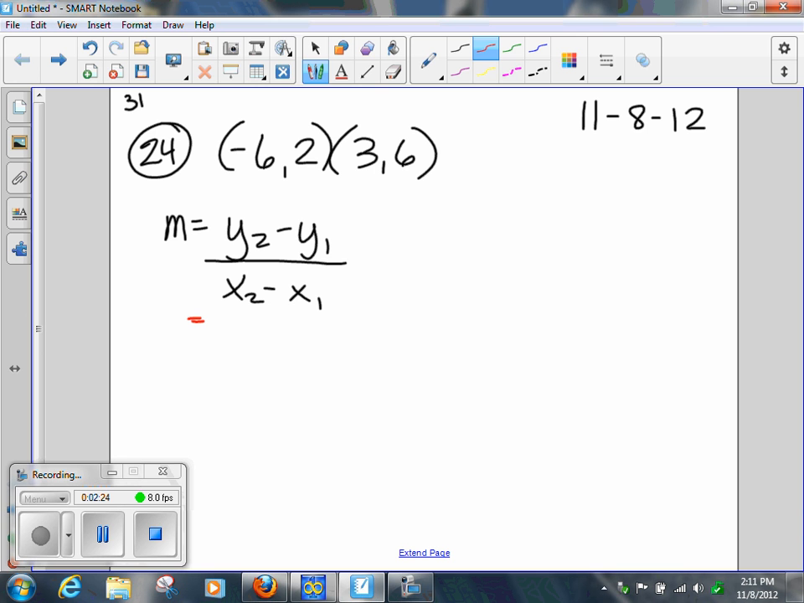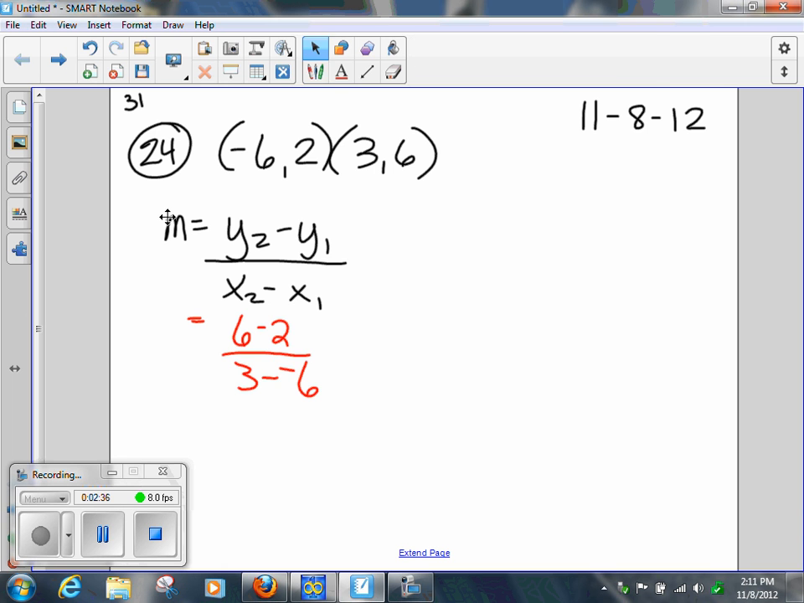So, our x's, what will I subtract in that numerator? 6 minus 2. And the denominator? 3 minus -6, which ends up being plus 6. Excellent. Now, we get 4/9. Is that okay? Yeah, it's okay. It's giving you a rise over run. We don't like it. Tough. 2 will go into 4, but it won't go into 9.